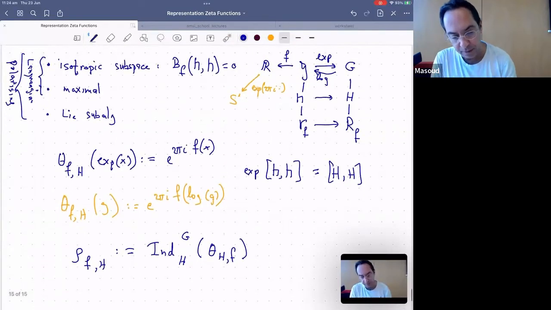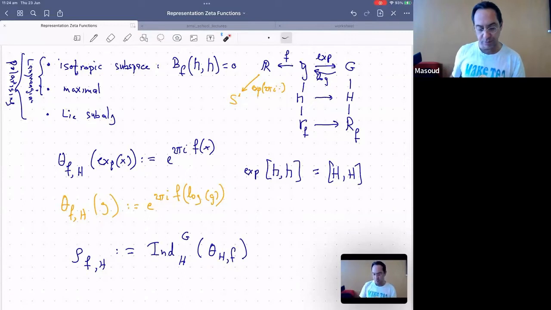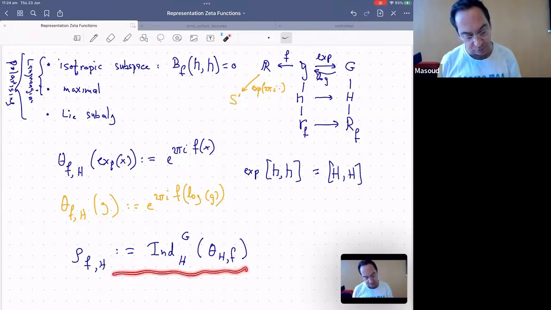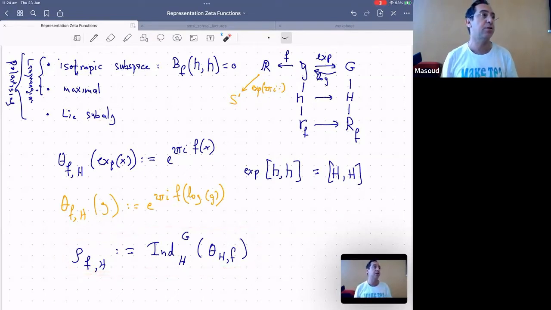Okay, so we got ourselves a character at this level here, and we induce it to G. And if we were in a course on Lie groups and representation of Lie groups, I should have spent time to tell you what I mean by induction here. Okay, so this is a unit. We need to produce a unitary representation. Okay, there's an analysis coming up exactly here.